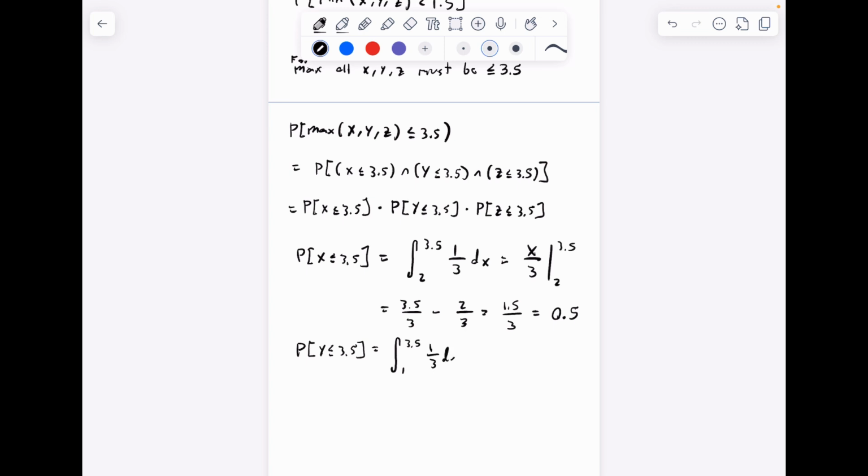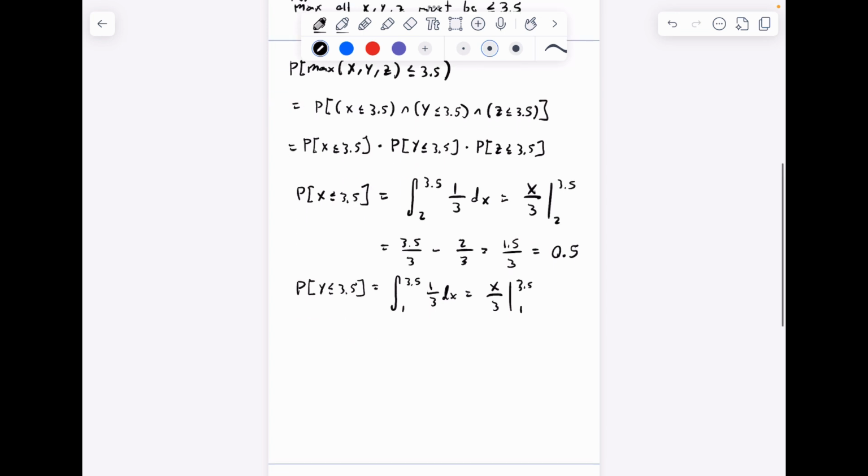And it has the same probability. So x over 3 from 1 to 3.5. 3.5 over 3 minus 1/3 will give us 2.5 over 3. And that's equal to 0.8333 repeating.